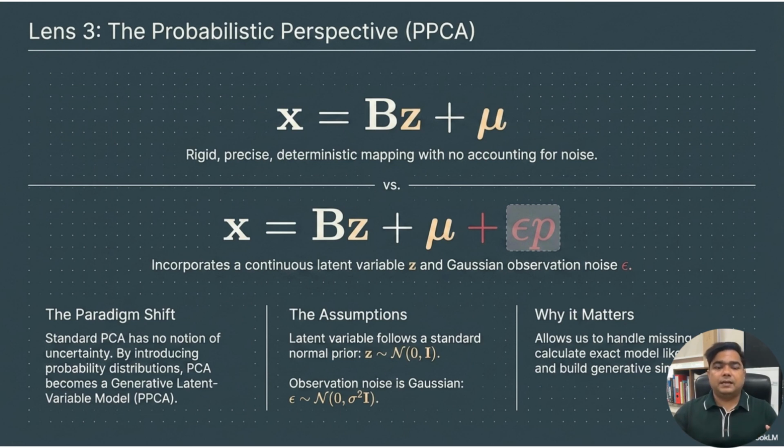The assumptions are: the latent variable z follows a standard normal distribution. This can be spoken like this: z is normally distributed with mean 0 and identity covariance. The observation noise epsilon is also Gaussian. This can be spoken like this: epsilon is normally distributed with mean 0 and variance sigma squared times the identity matrix. Why does this matter? Probabilistic PCA allows us to handle missing data, calculate model likelihoods, and generate new synthetic data points. So PPCA gives PCA a statistical foundation. It connects dimensionality reduction with probability theory.